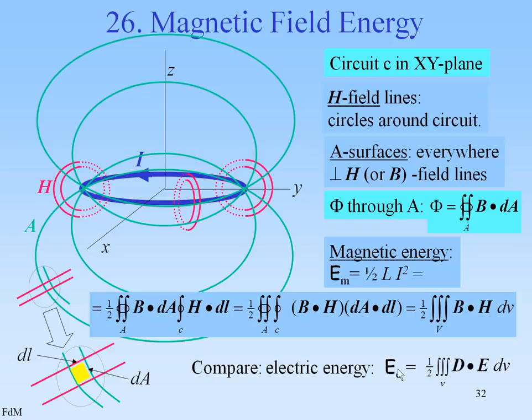Compare the electrical energy. The electrical energy is 1/2 times the volume integral of D times E, the displacement times the electric field strength.